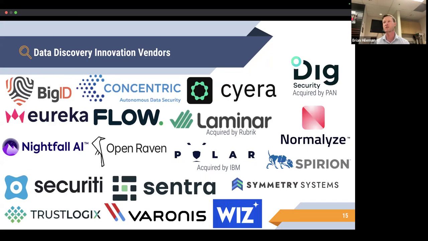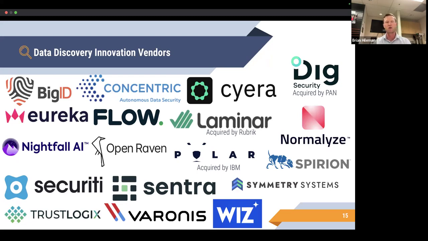We have some acquisition activity already taking place. One just recently, Dig Security getting acquired by Palo Alto Networks. That was announced just last month. You've got a few other ones in here like Polar getting acquired by IBM and Laminar getting acquired by Rubrik. So you definitely got some acquisition going on. You also have some other players in here like Varonis. That was one of the big players I talked about. They're playing in this space. You have some others that are focused on cloud security, like Wiz. They're getting into this space. And then you have some big vendors in this space.